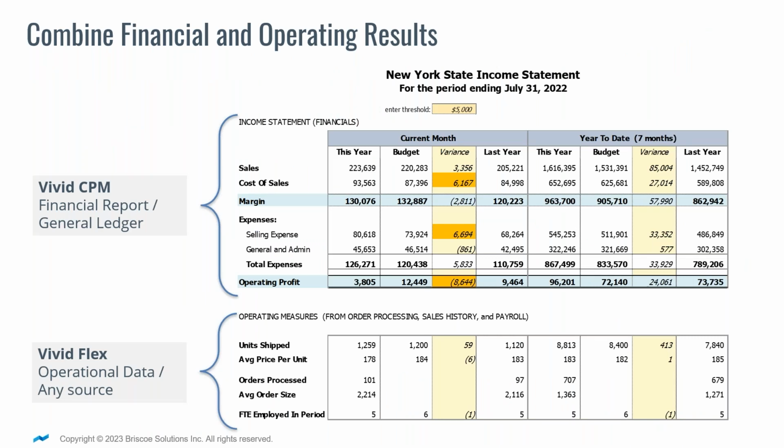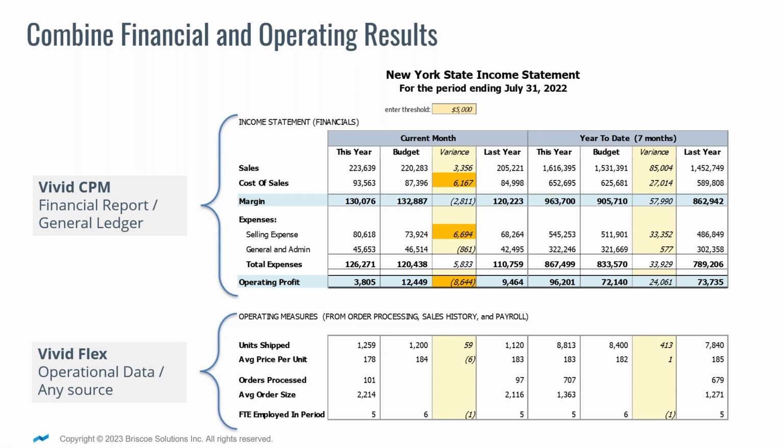So this is a sample report where you would use both our Vivid CPM product and Vivid Flex. So the top report is essentially pulling from GL or dimension information. This is refreshable. This would be coming from Business Central. And then down below here, these are your operating measures. This is using Vivid Flex, where you could be pulling in units shipped, orders processed, etc. So it's non-GL information and could be coming from any source.